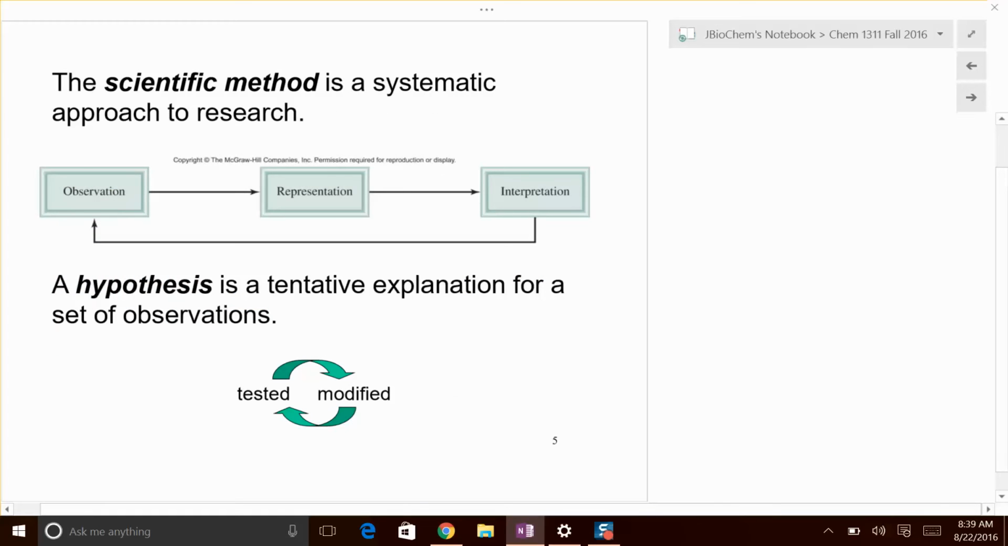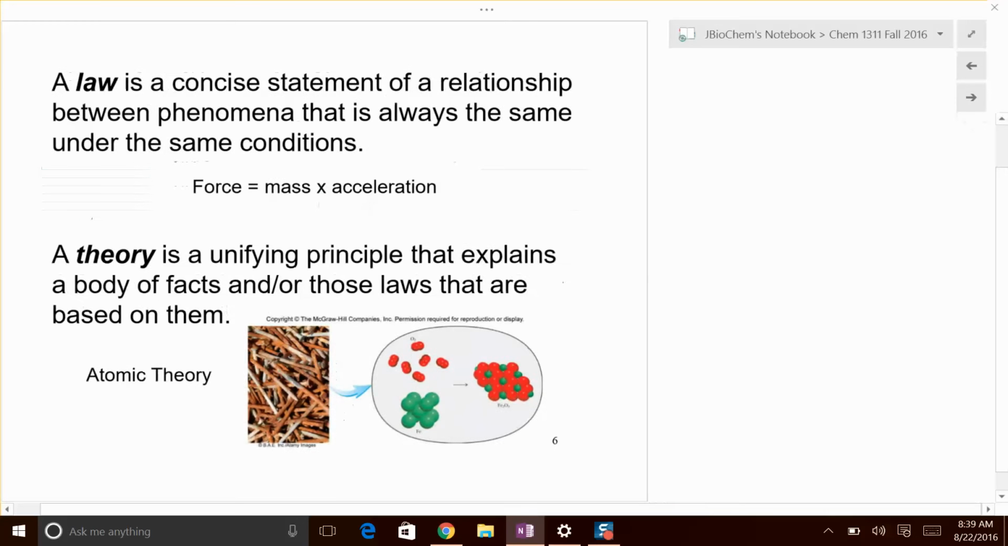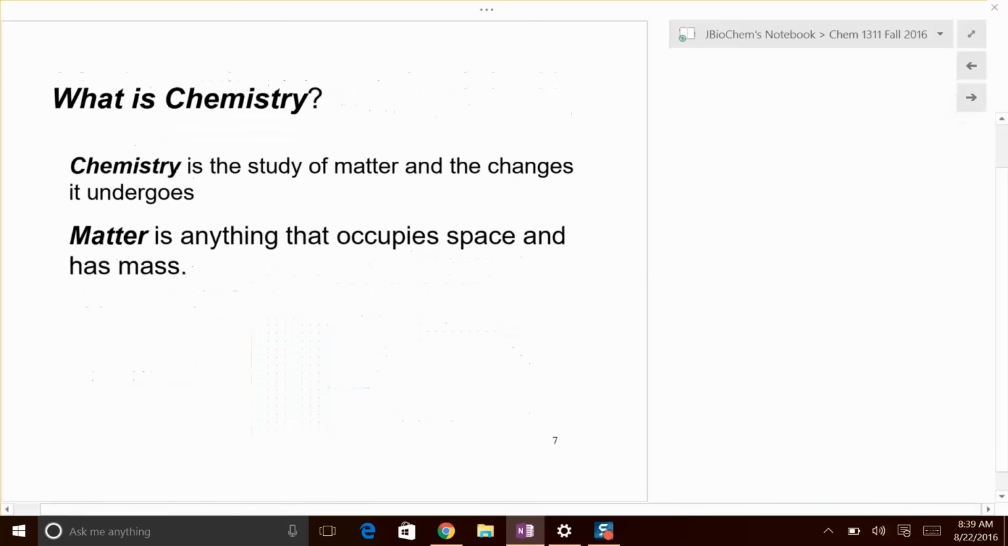Okay, we're not going to spend a lot of time on the scientific method. We're not going to use it a lot in this class. That's more if you're doing actual research, which we won't be doing. Then obviously you would try to follow the scientific method for that.